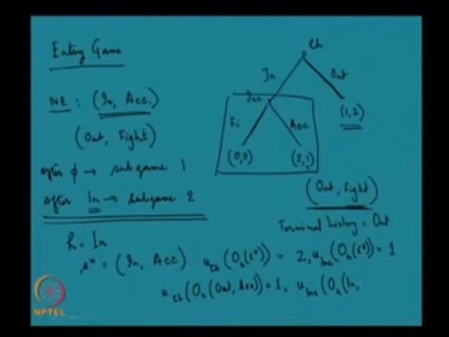Here he can deviate and he can choose to fight. That is the only deviation that he can do. If he chooses to fight, he gets 0, which is less than 1. Therefore, we have the result that accommodate is a Nash equilibrium, and a subgame perfect Nash equilibrium, because it is generating equilibrium in every possible subgame after every possible non-terminal history.